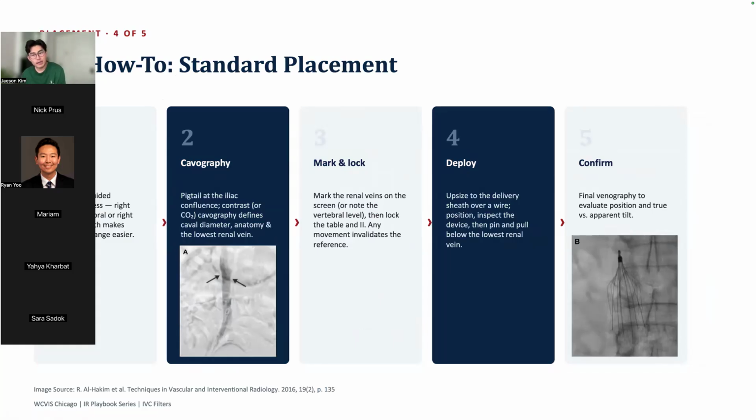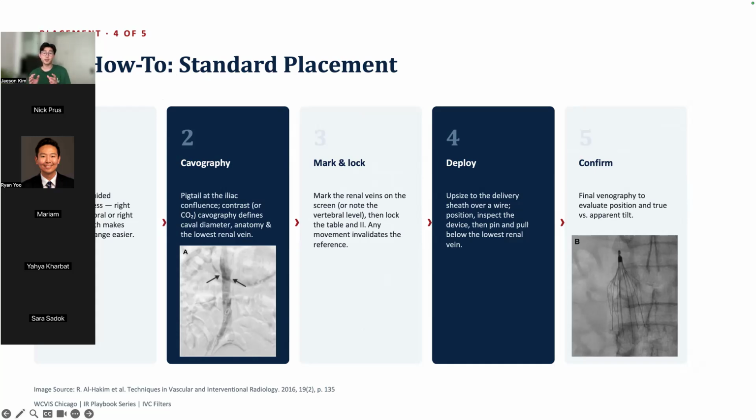Okay, so now let me walk through the actual steps of a straightforward placement. First is access. Usually, like other IR procedures, you use an ultrasound to guide the needle into the vein. That's again usually the right common femoral vein or the right IJ.